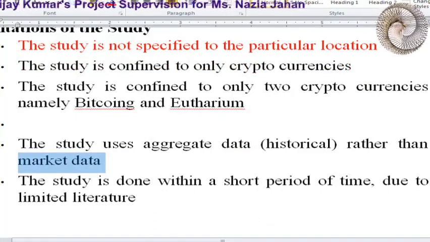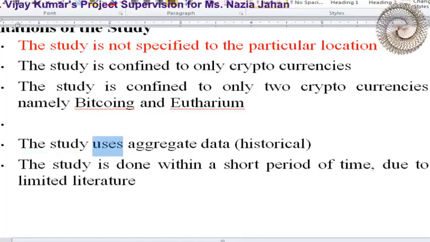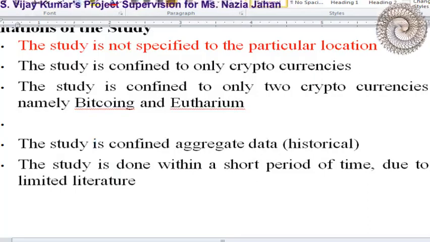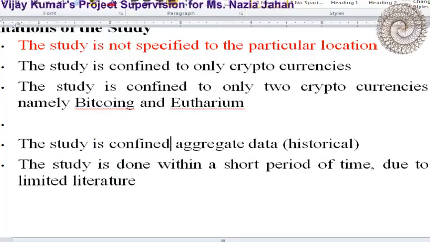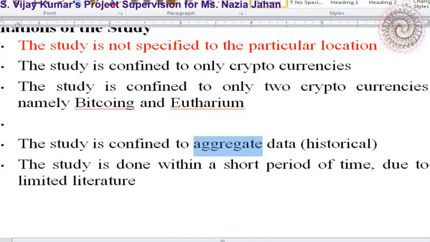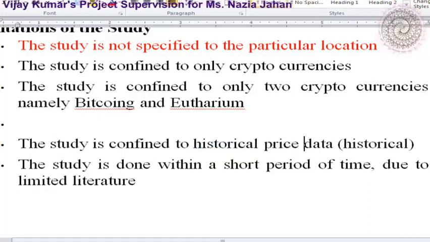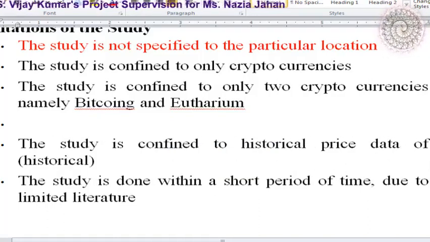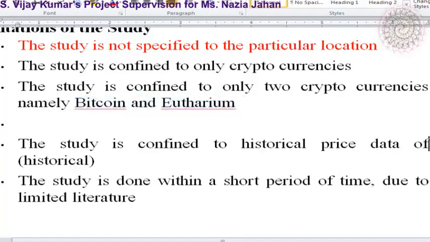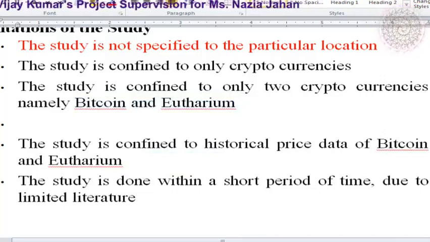The study uses aggregate historical data. Use words like confined, restricted. It's a limitation, no? Confined means what is done in a limited manner. The study is confined to historical data, historical price data of cryptocurrencies, Bitcoin and Ethereum. The study is confined to only two time periods also.